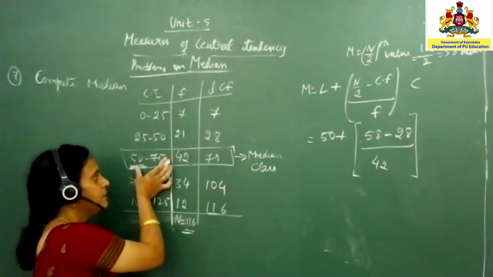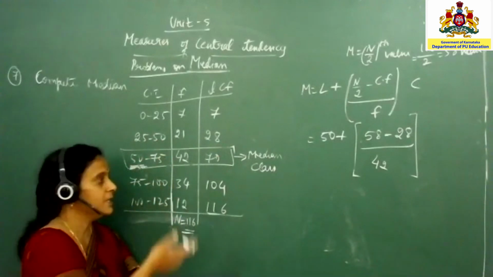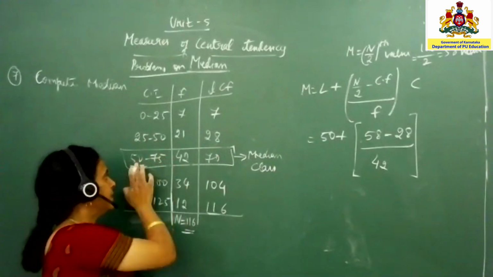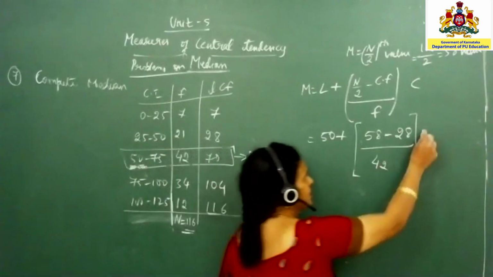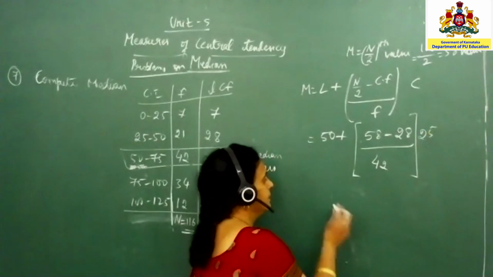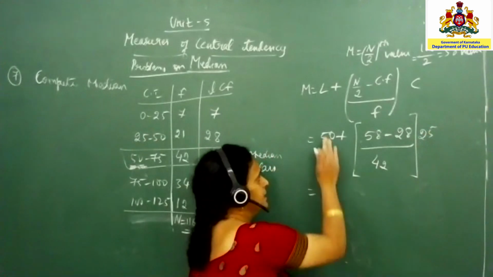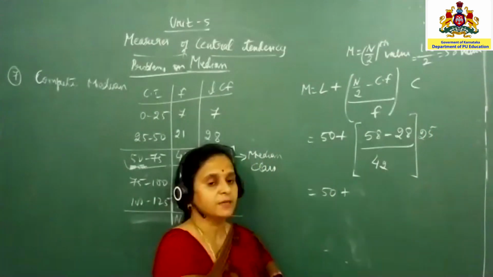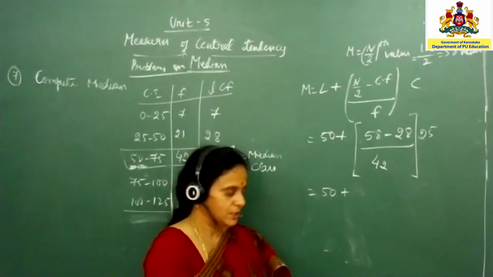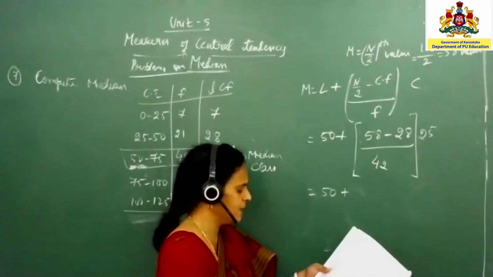My C should be based only on the median class interval width. So here 75 minus 50 is 25, so I'll just take C as 25. Now I'll simplify, and just keep this 50 as it is till the last but one step, such that it becomes easy for our calculation.